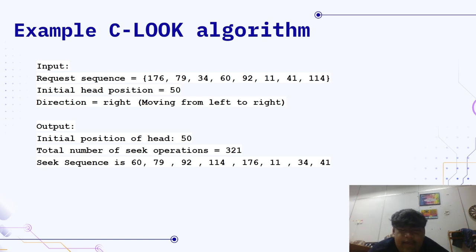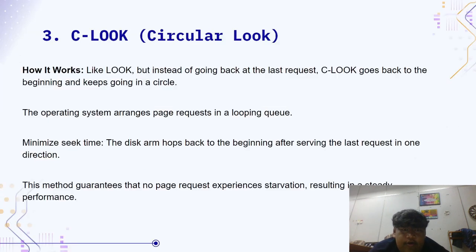Today I will introduce what C-LOOK is, which is circular LOOK. It works like LOOK, but instead of going back at the last request, C-LOOK goes back to the beginning and keeps going in a circle. The operating system arranges page requests in a looping queue, which minimizes seek time. The disk arm hops back to the beginning after serving the last request in one direction only. This method guarantees that no page request experiences starvation, resulting in steady performance.